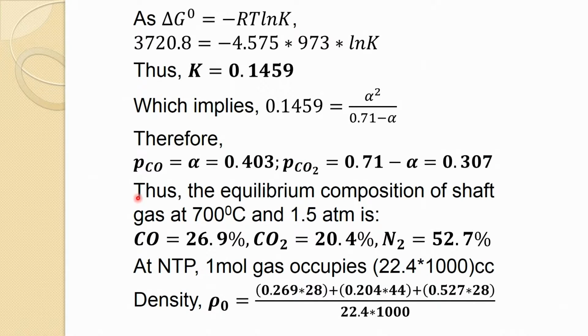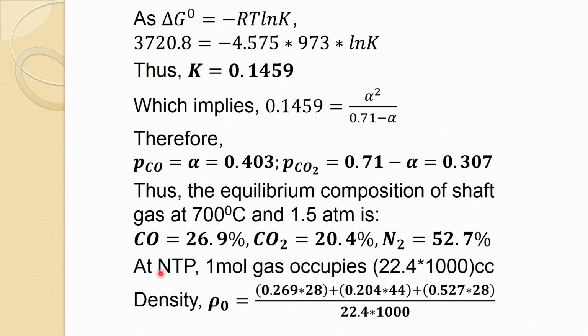Now we know the equilibrium composition of the gases at 700 degrees Celsius and 1.5 atmosphere. In percentage, it is about 26.9% CO, 20.4% CO2 and nitrogen is 52.7%. From this fraction you can calculate this percentage. This has been done quite a lot before, and now that we know this in percentage or fraction form, we can calculate the density of the gas.